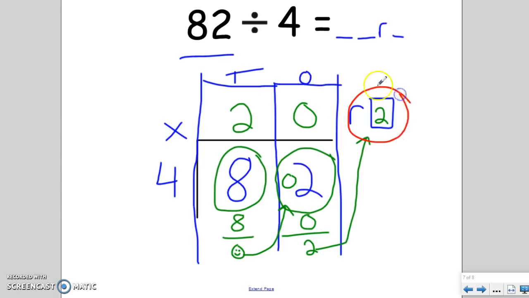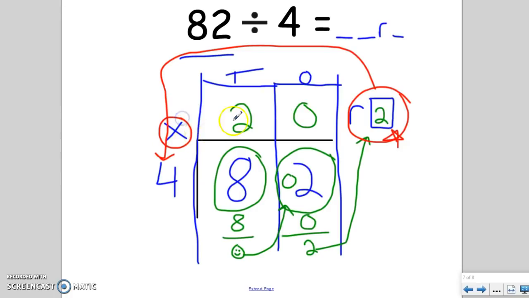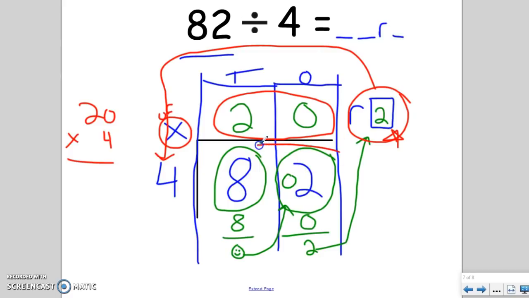First things first, is my remainder smaller than my divisor? 2 is less than 4. So far, we're good there. The other thing we're going to do is use multiplication man to help us out. We are going to take our quotient here, 20, and we are going to multiply it by 4 because we can really make 20 groups of 4 with our 82 that we started with. Our goal is to get back to that number 82, to get back to our original starting number.